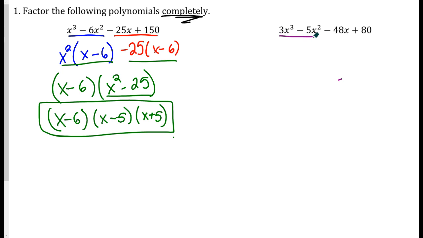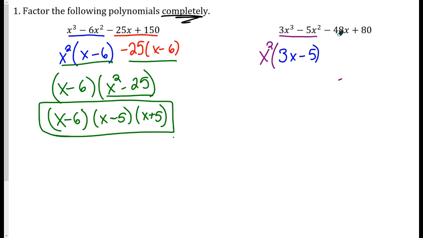I have 3x cubed minus 5x squared minus 48x plus 80. Let's group the first 2 terms. 3x cubed minus 5x squared, I can only take out an x squared. There's no other common factor between 3 and 5 other than 1. I am left with 3x minus 5.